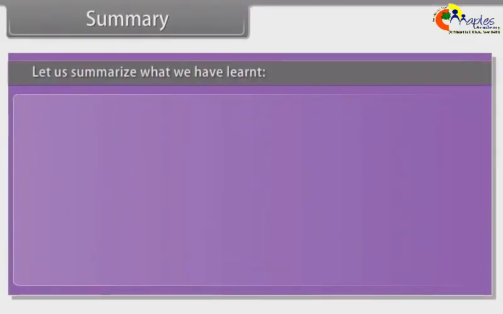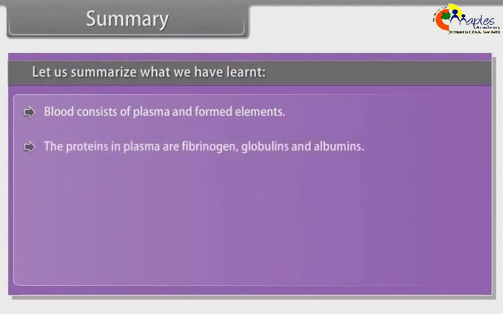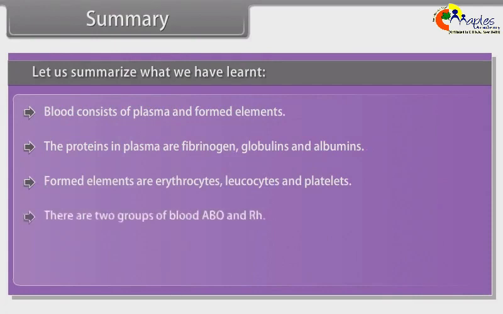Summary. Let us summarize what we have learned. Blood consists of plasma and formed elements. The proteins in plasma are fibrinogen, globulins, and albumins. Formed elements are erythrocytes, leukocytes, and platelets. There are two groups of blood, ABO and Rh.